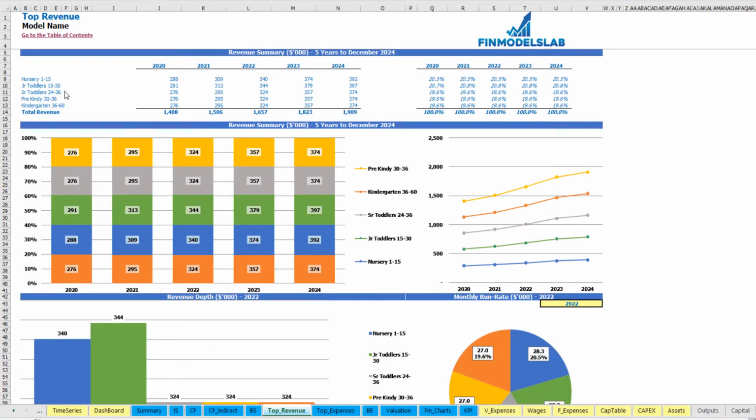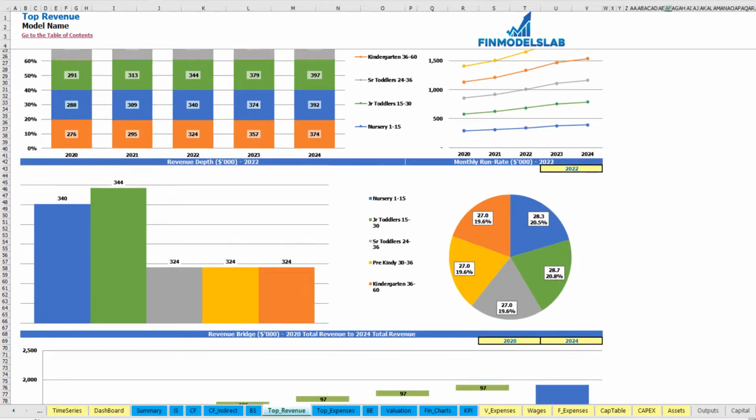On the top revenue tab, you may see the breakdown of your revenue by 5 main streams or categories, as well as a breakdown by years of absolute values and breakdown by years of percentage allocation. The same information you may see on the revenue summary charts, where you can see the percentage allocation and the absolute values breakdown by these main revenue streams.